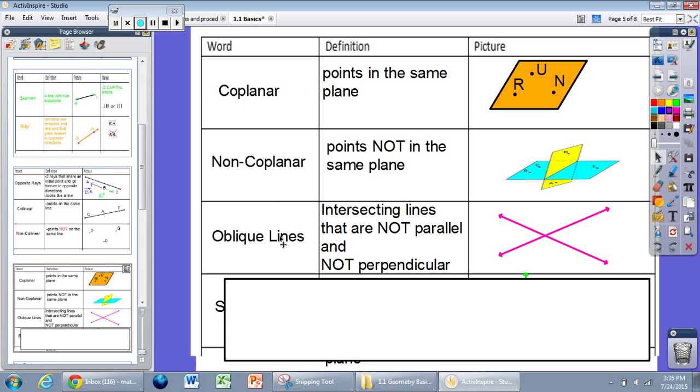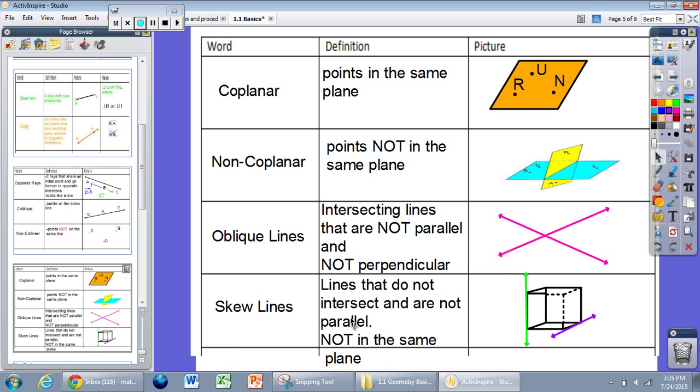We also have skew lines. This one is a little weird to think about. These lines don't intersect, they're not parallel, and they're not even in the same plane. So I drew a cube here to help you visualize this. This would be like the floor, where the floor is meeting the wall. And this would be like the corner where two walls are meeting. Unless there's a crazy earthquake, there's no way that these two lines are going to intersect.